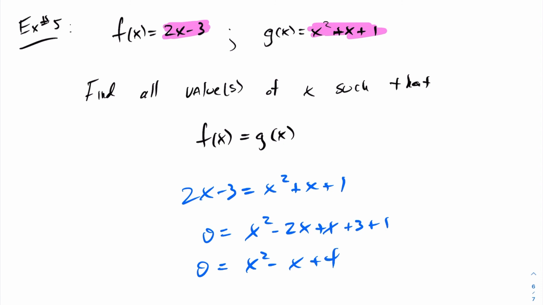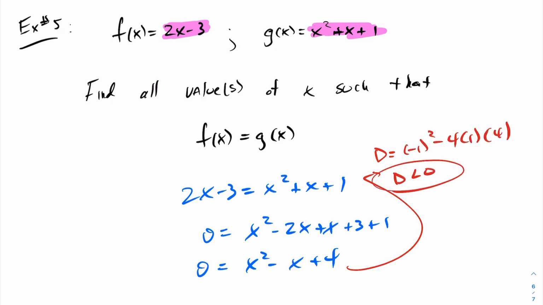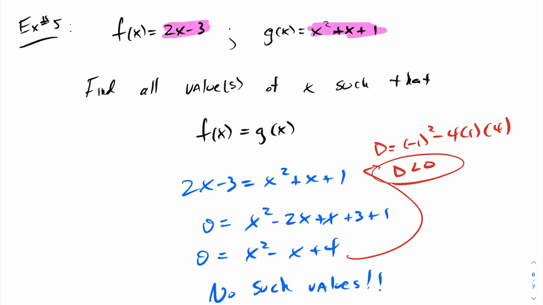Taking a look at this, again, if you want to see whether you can factor this or not, you can do a quick check using the discriminant. If I calculate the discriminant with this quadratic, we get negative b squared minus 4ac, in which case I end up getting that the discriminant is less than 0, so there are no such values. And again, to remind you, when your discriminant is less than 0, that means your quadratic has only complex roots. Therefore, there are no real values such that these two graphs intersect.